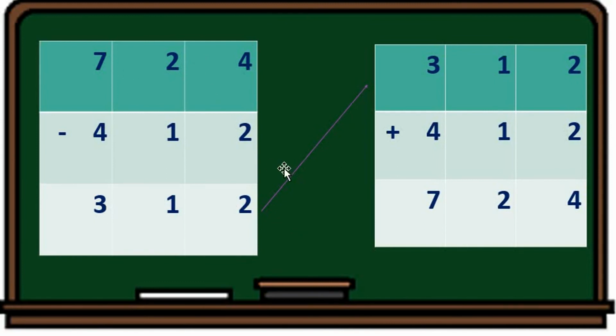Then 2 minus 1 is 1. And then 7 minus 4 is 3. So the answer is 312.